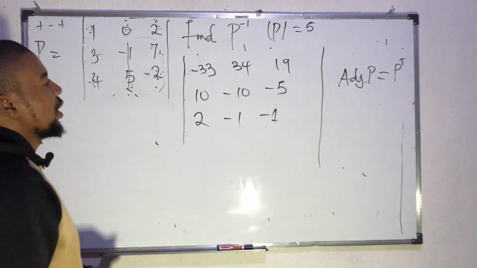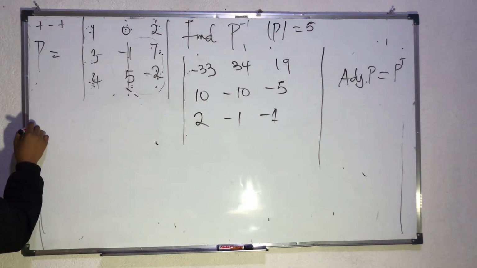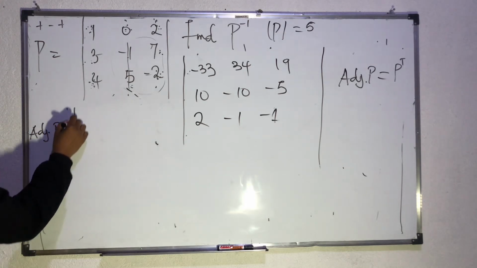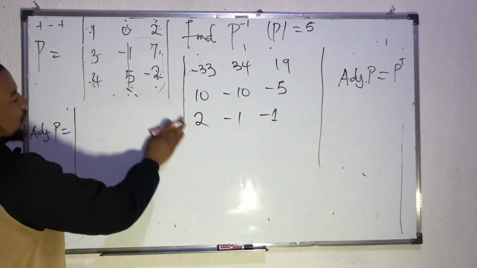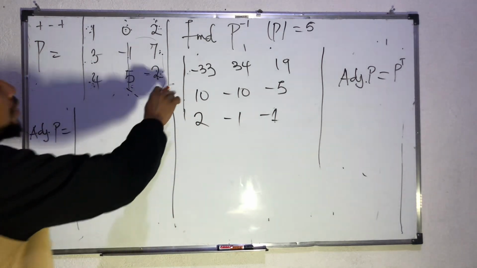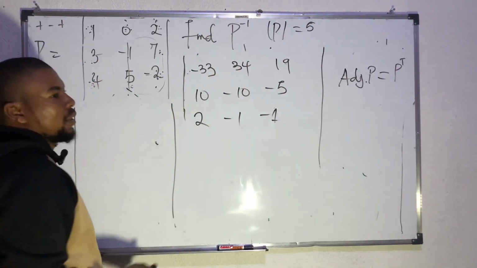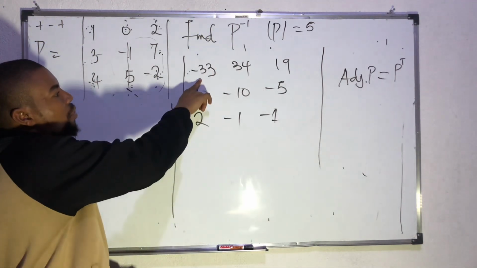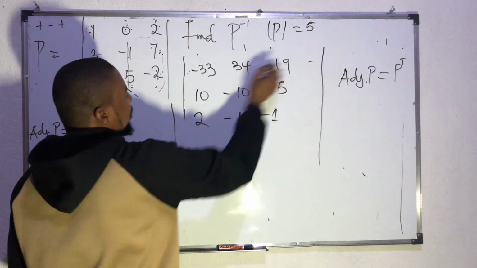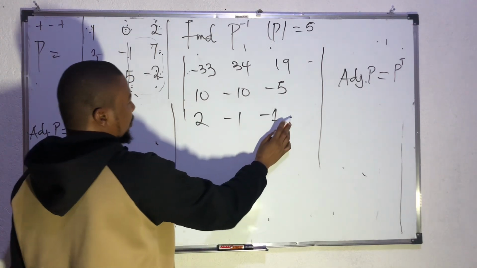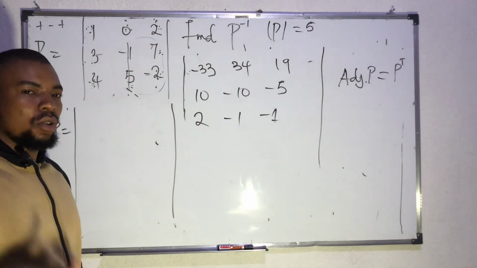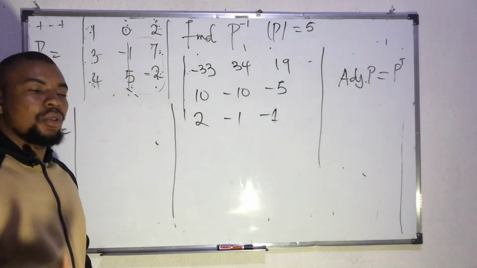How do we do this? To transpose the matrix, I'm going to write it right here. Adjoint of P, this is equal to the row becomes the column. That is what we mean by transposing. So when you transpose a 3 by 3 matrix, the row becomes the column. This is the first row. Here we have the second, and this is the third. Whenever you're transposing a 3 by 3 matrix, the row becomes the column, and the column becomes the row.